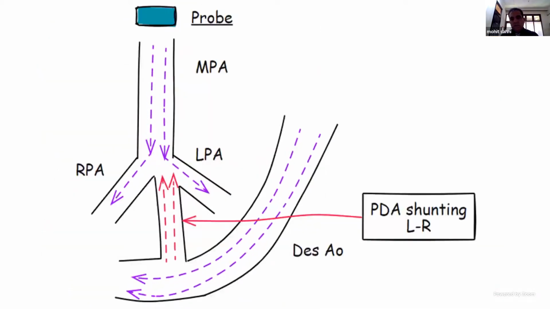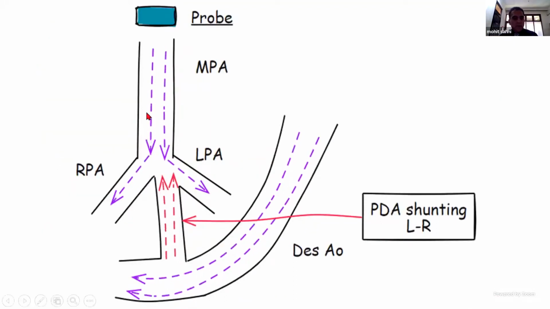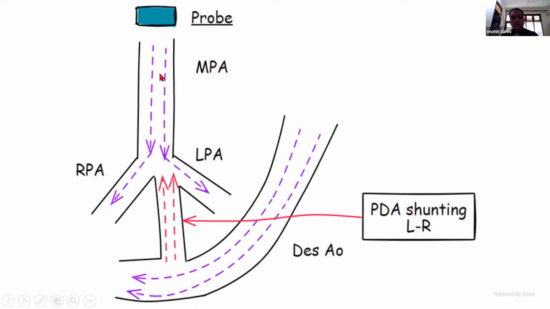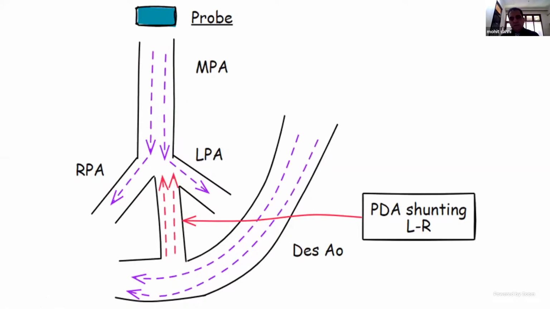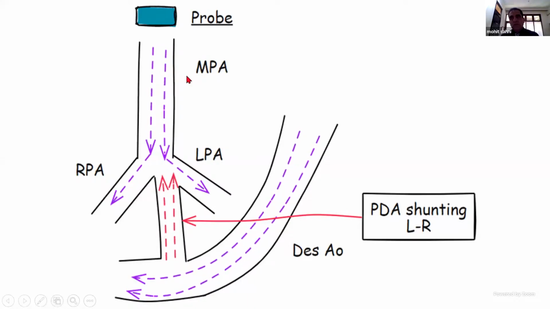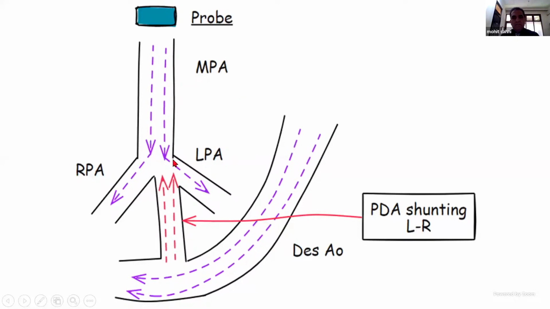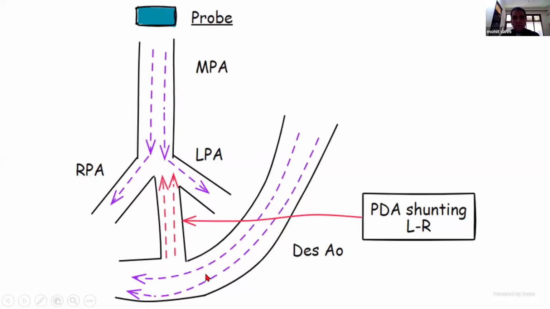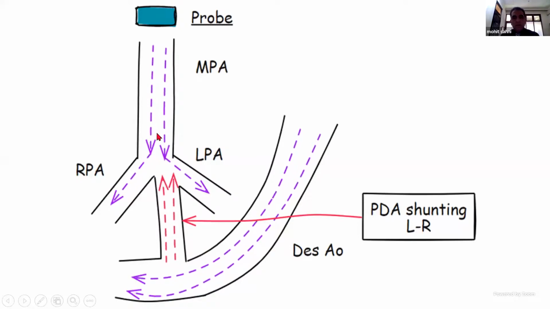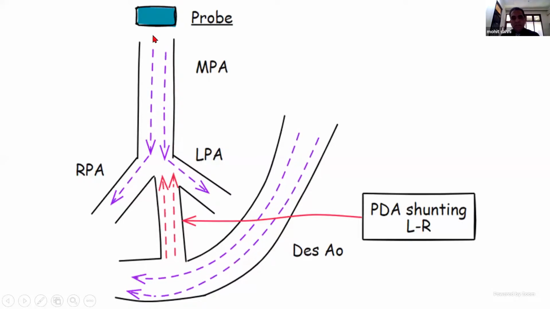This has been talked about regarding the anatomy, Dr. Kiran has talked about it. This is just an animation to show you that this is the MPA. Whenever we do the ductal view, there are two major components that we should include. One is your pulmonary artery, the other is your descending aorta. These are the two prerequisites that should be there in the ductal view. So this is your MPA, RPA, LPA, and this is your descending aorta. Your PDA starts from the descending aorta, goes up and joins the main pulmonary artery towards the LPA side. Here is your probe.